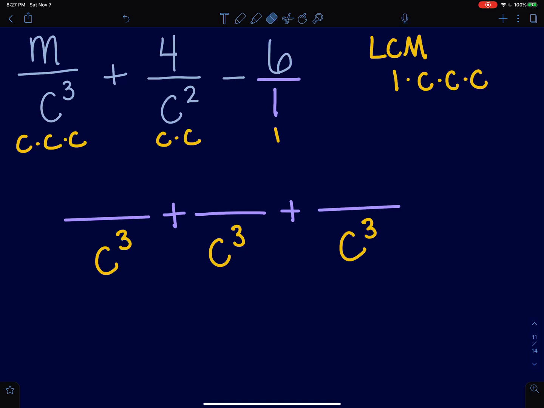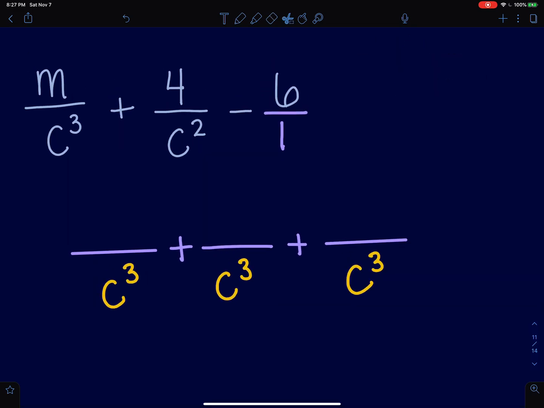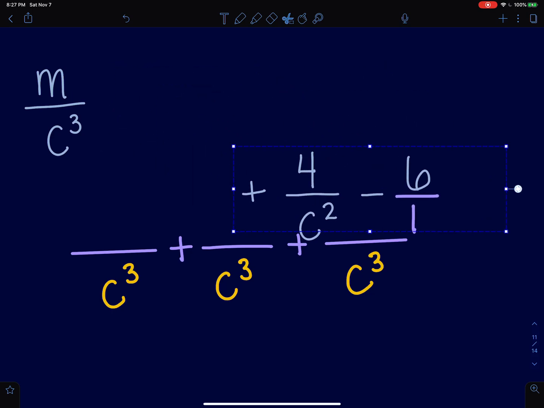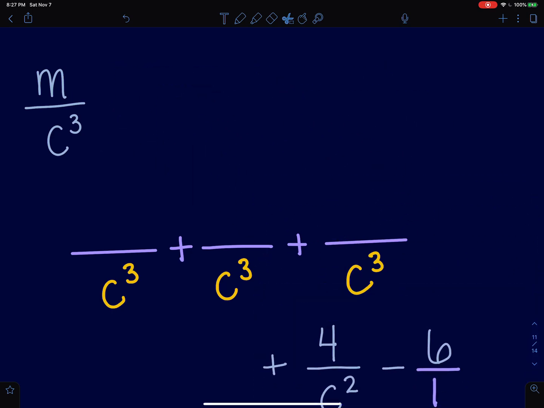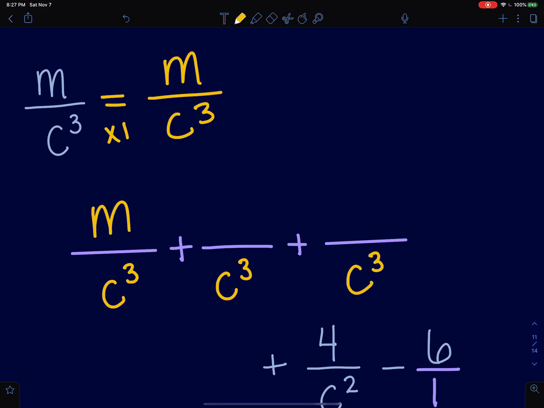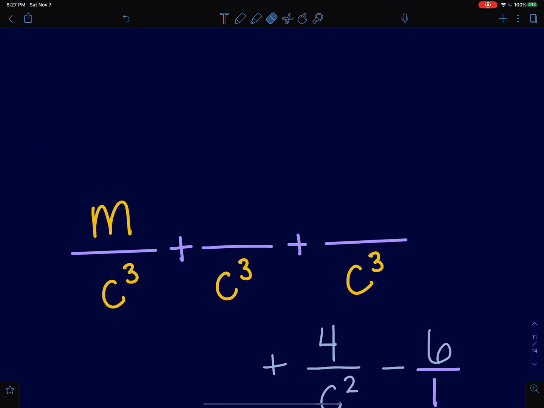Okay, so now that makes sense to me. Now, how do I make each of those fractions into something that is going to have c cubed on the bottom? So this is something over c cubed. I didn't have to multiply that by anything, just by 1. So the top can stay the same. So that first fraction is easy. It can just stay the same.